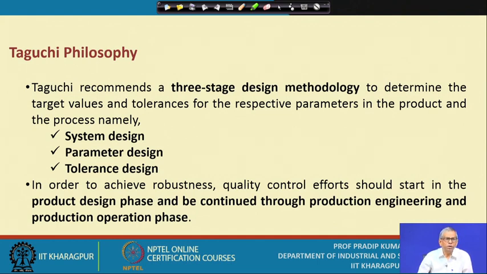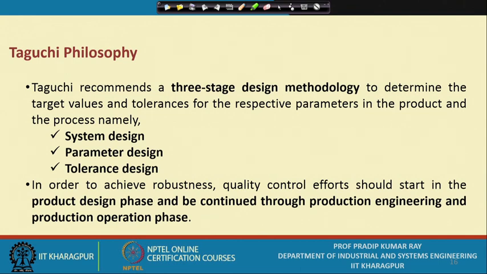So Taguchi, while he proposes a robust design approach to create a robust product, recommends a three-stage design methodology to determine the target values and tolerances for the respective parameters in the product and the process, namely system design, parameter design and tolerance design.